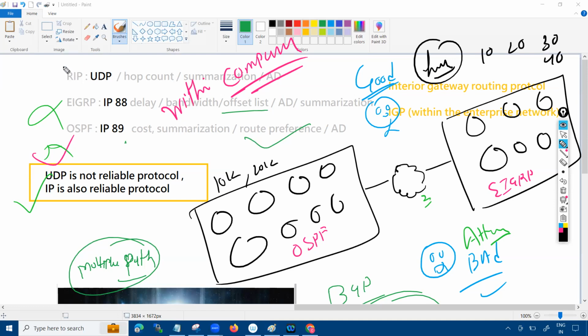BGP protocol, the first thing about BGP is what? BGP is a TCP-based protocol, so we have reliability. Between organizations, we are always going to run BGP.